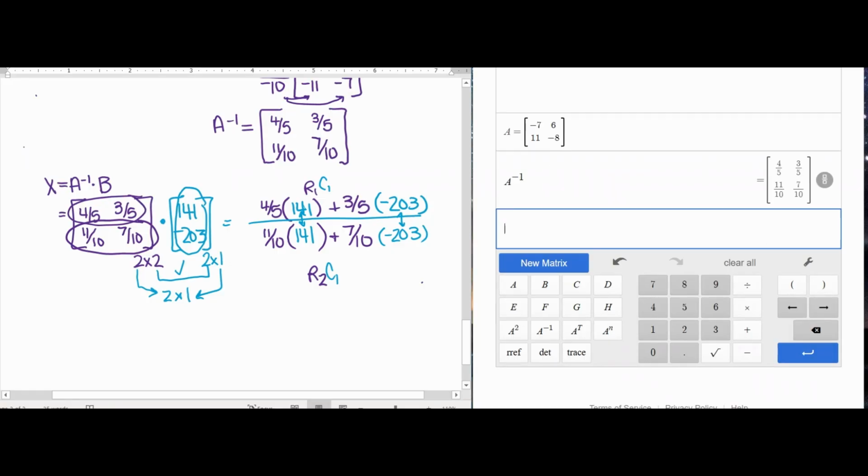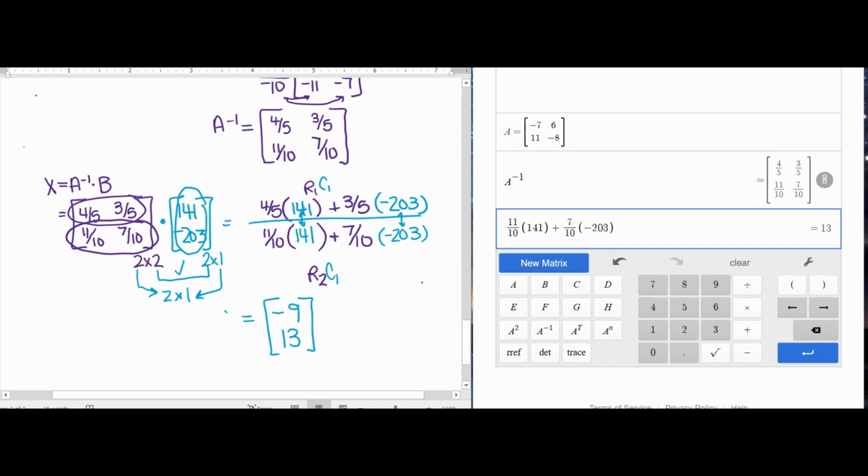And let's go ahead and go to our calculators. We have 4/5 times 141 plus 3/5 times negative 203. We get negative 9. And then we are going to have our 11 over 10 times the 141 and 7 all over 10 times the negative 203 to get 13.